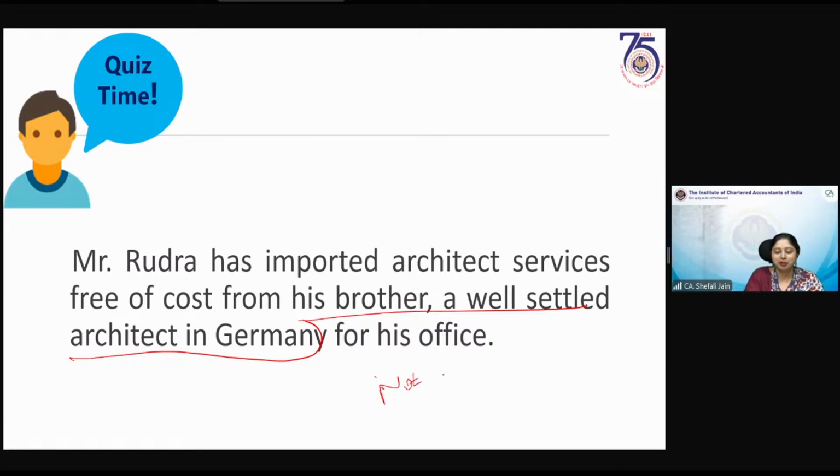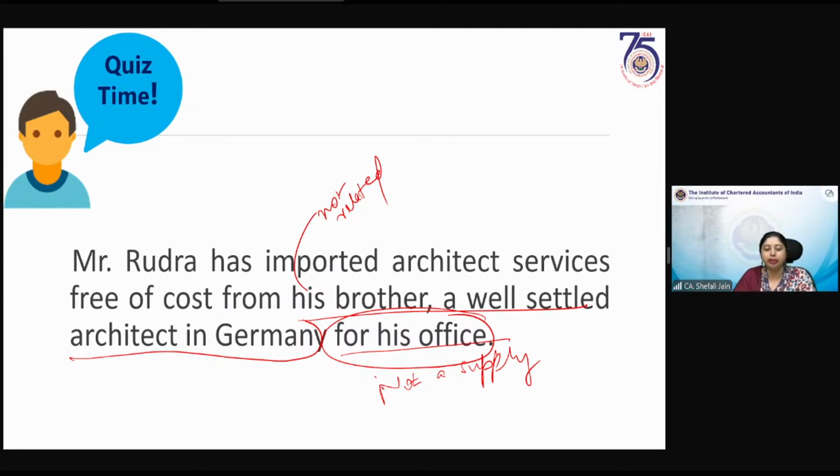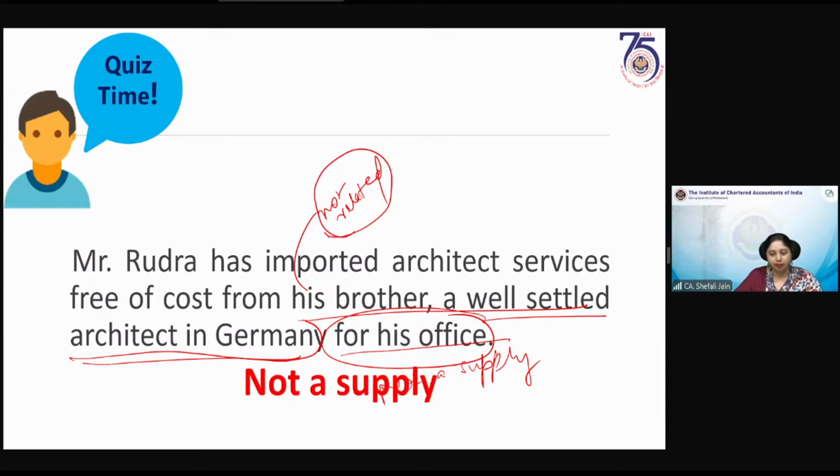I'm still getting answers as supply. But why am I getting the answer as supply? It will not be a supply because, though it is for business purpose, I told you all the parameters have to be satisfied. So this brother is still not related. This brother cannot become related simply because it is in course or furtherance of business. So this import of services is in course or furtherance of business, but the services have been provided by an unrelated person. Since the brother is a well settled architect in Germany, he cannot be considered a related person, and that is why it is not a supply.